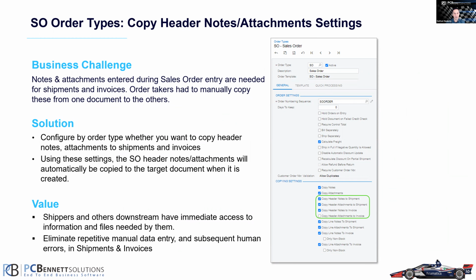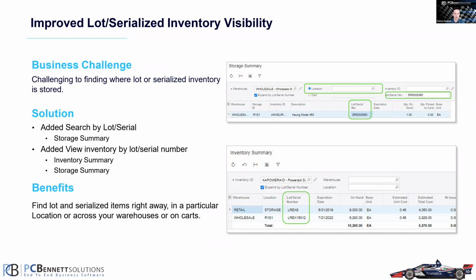We've made some improvements to lot and serialized inventory visibility. We've added some fields on the inventory summary. And also in those side panels where you'll find that inventory summary, you can now search for lots and serial numbers if those apply. And we have the option to view those inquiries, including lot and serial information details or not. We can look at particular locations, view inventory across warehouses, see what's on carts, things like that. Helps us manage that serialized inventory much better.